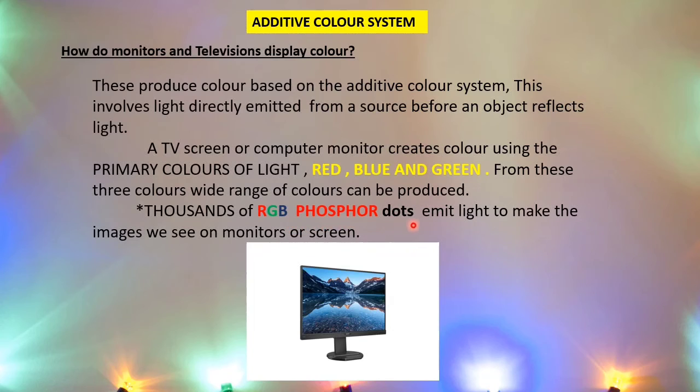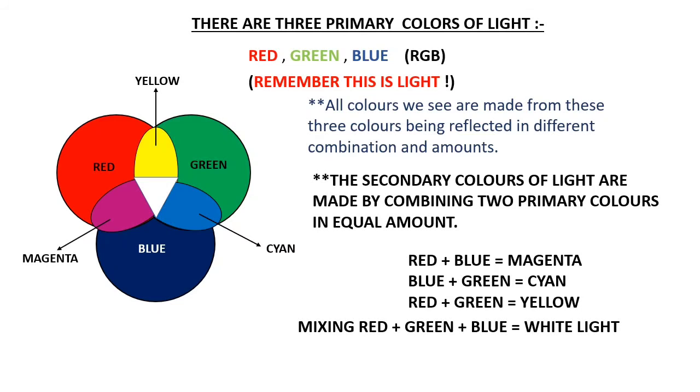Thousands of RGB phosphor dots emit light to make the images we see on the monitor. Here you are seeing it, right? Let's go to the next. Red, green, blue, RGB. Remember, this is light. All colors we see are made from these three colors being reflected in different combinations and amounts.